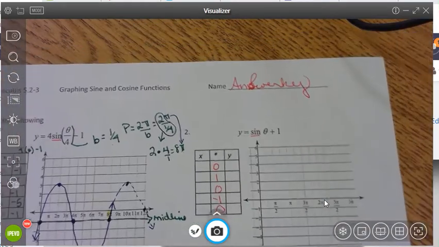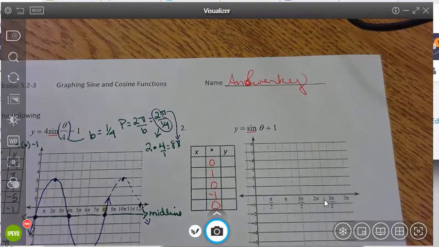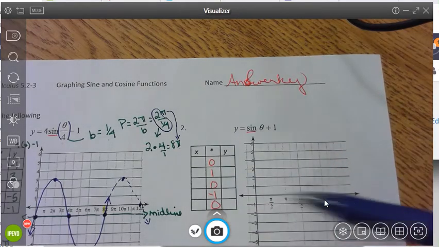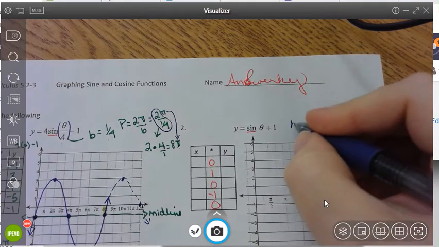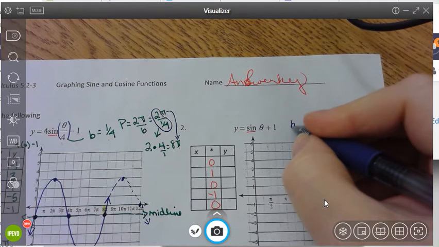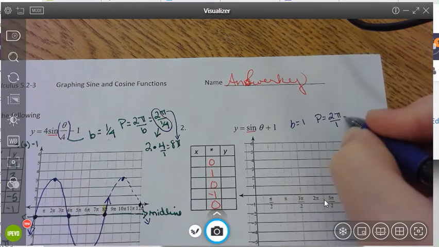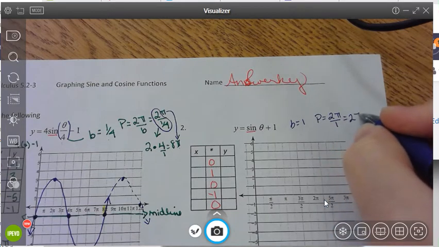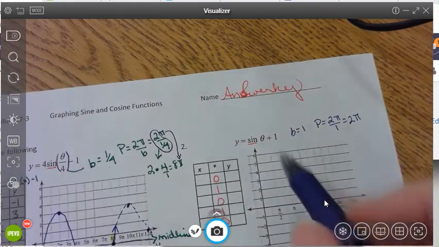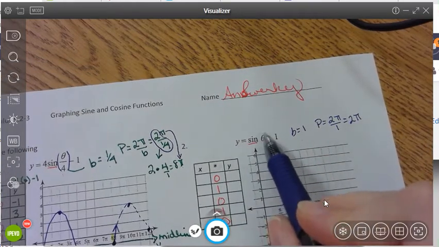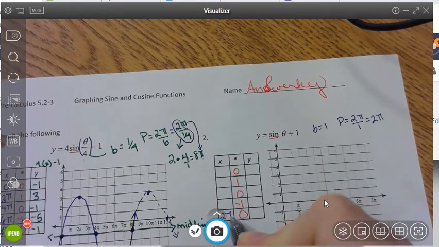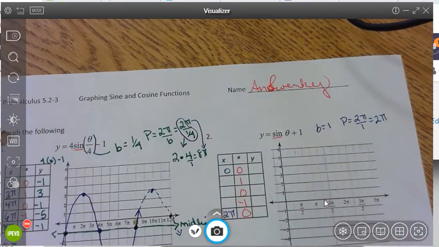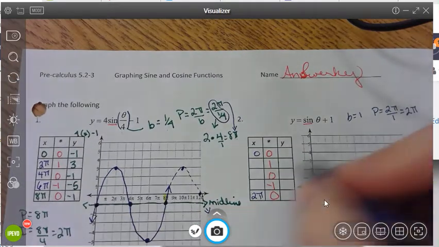Okay? Let's look at the next one. From the get-go, I've put in my magic numbers. I can tell this b equals 1, so my period is equal to 2 pi over 1, so that's just 2 pi. And there's no b in here, there's no c in here, so it doesn't get moved. It's going to end on 2 pi, and it's going to start at 0. All right, so these are my nice numbers.